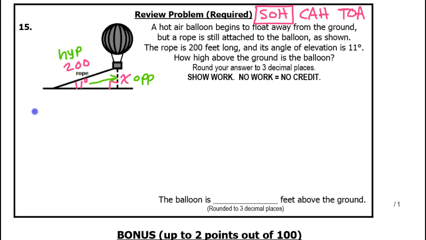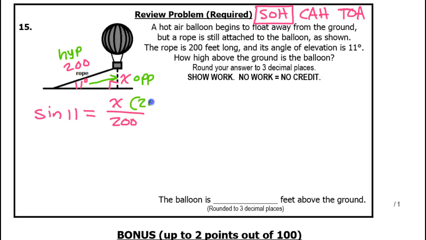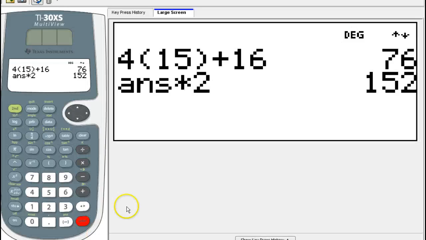So the equation goes like this. Sine of the angle is equal to opposite over hypotenuse. So in this case, it will be x over 200. To solve a problem like this, you multiply both sides by 200. That way these will cancel each other out. Alright, so what goes in your calculator is 200 sine 11, because that should equal x.